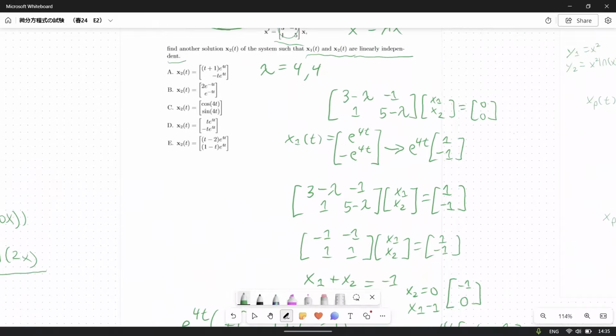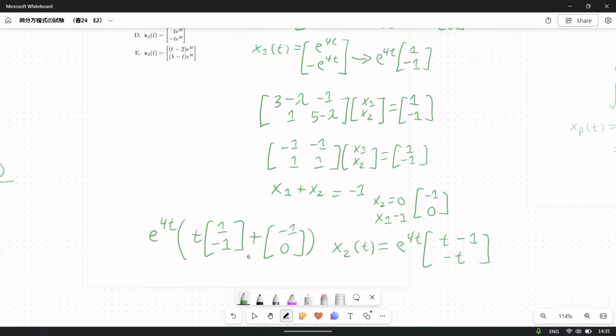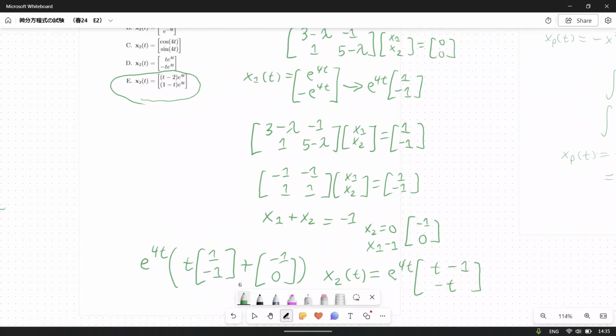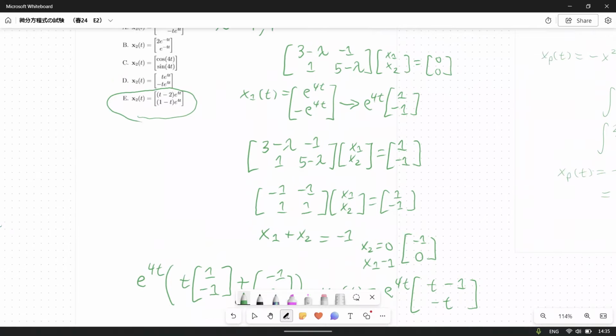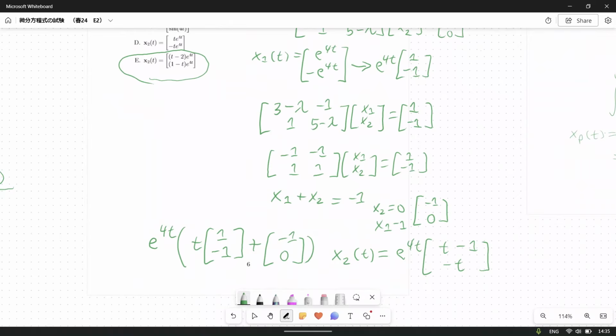Looking at these answers, none of them actually match what I have here, but I know that the answer is going to be E, because E is actually equivalent to what I have here, and I'll show you why. Recall that when we were finding our second eigenvector, we had to pick two numbers for x sub 1 and x sub 2 that satisfy this equation. It can be any two numbers so long as they're not 0 and 0, like I mentioned. In my case, I chose 0 and negative 1, but E chose a different set of numbers that still satisfies this equation.